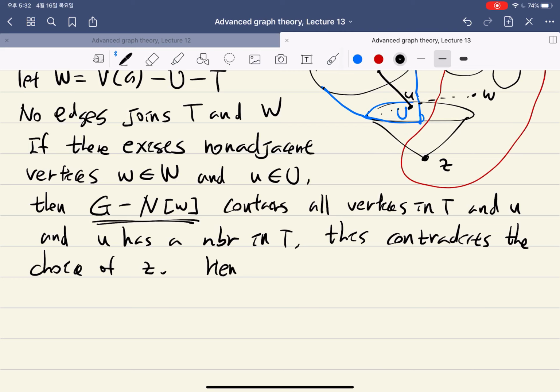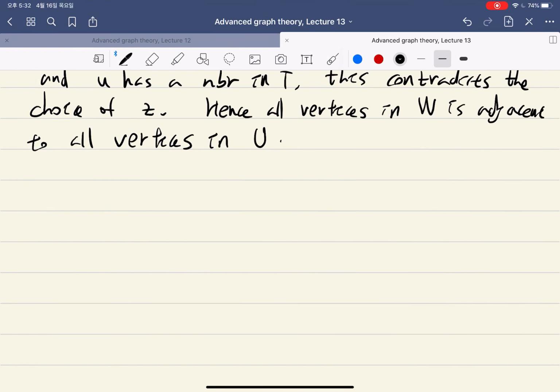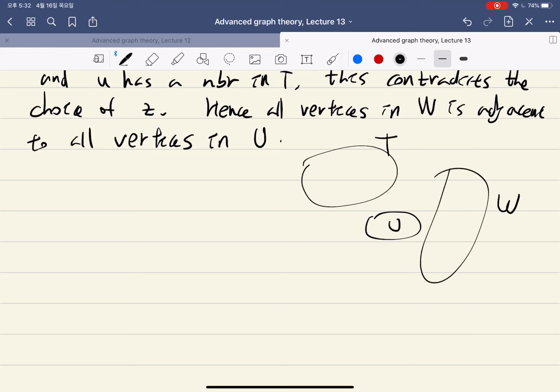So this shows that all vertices in W are adjacent to all vertices in U. So what does it look like? We have U, and then T, we have W, and then this is a complete bipartite graph between U and W. So we consider a vertex B in U.